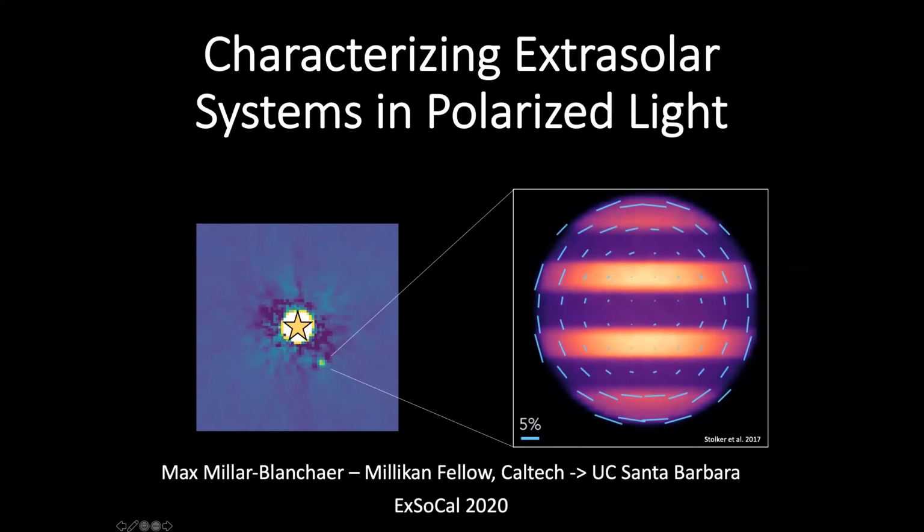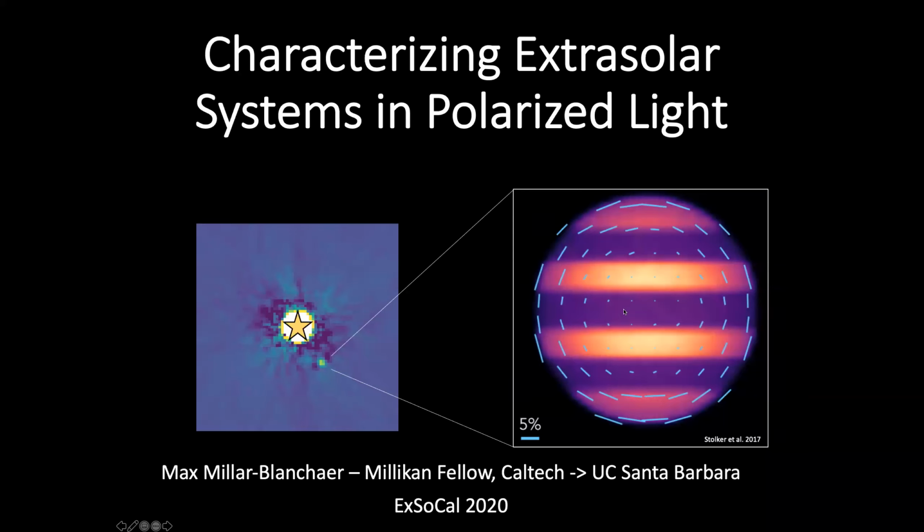Cool. So thanks so much for having me and inviting me to give a talk today. As Paul mentioned, I'm going to talk to you about how we can use polarized light to characterize extrasolar planetary systems. And so to give a little context, I'm coming at this from the angle of direct imaging. That's my background.